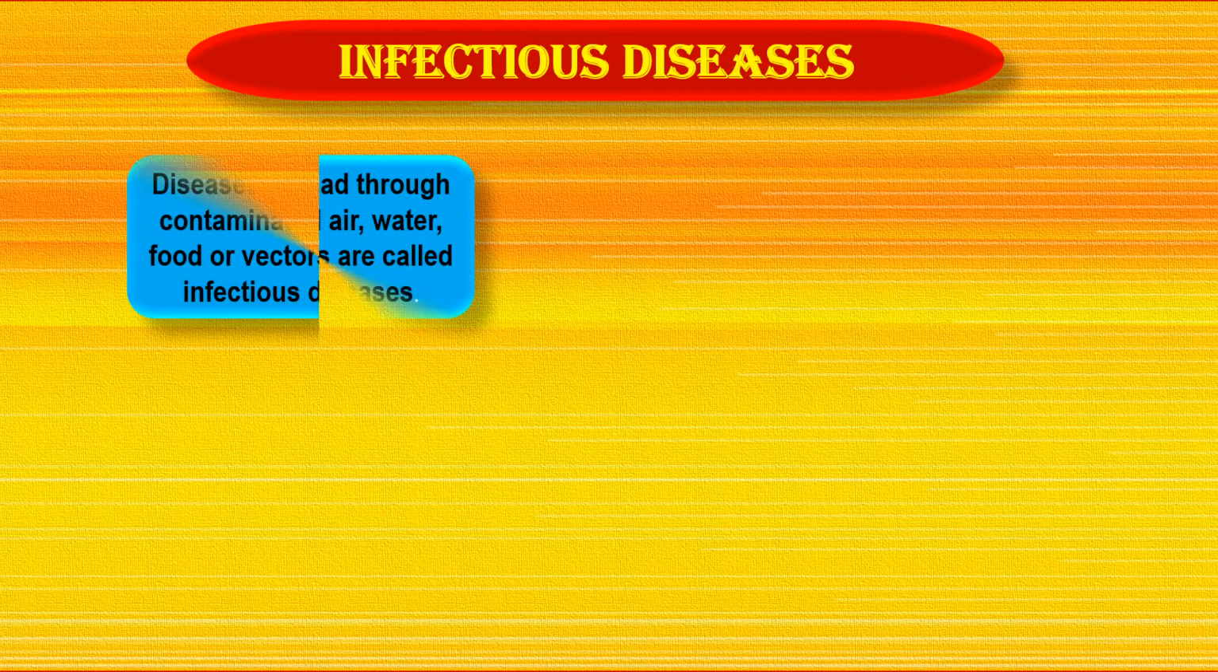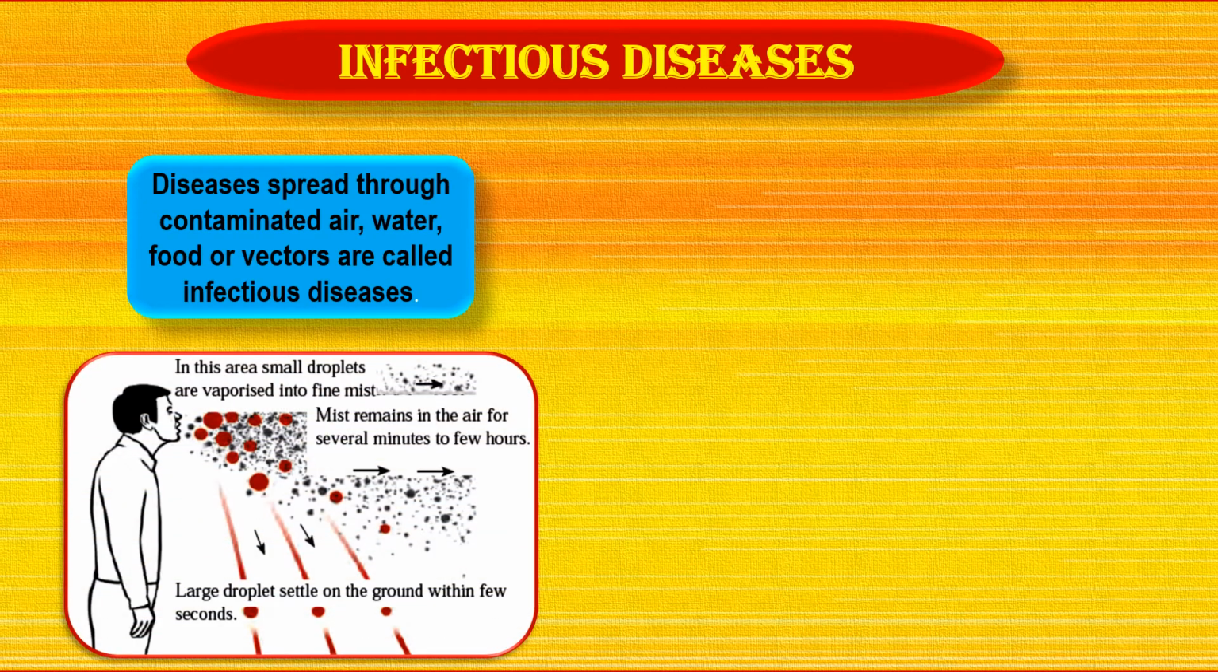Let us begin with infectious diseases. Diseases that spread through contaminated or polluted air, water, food, or vectors like some animals and insects that carry disease germs. Those diseases are called infectious diseases.